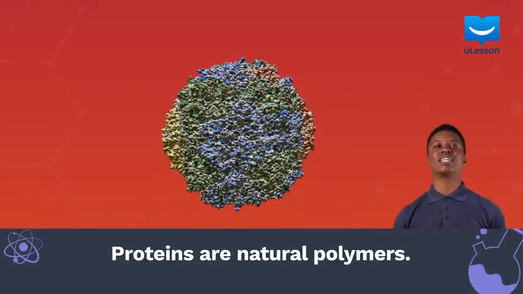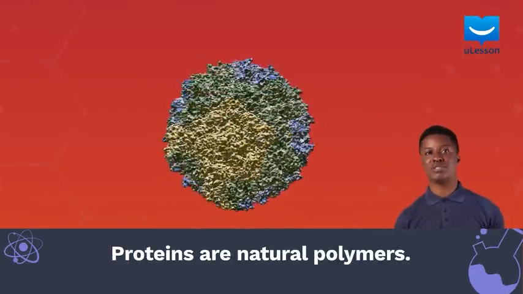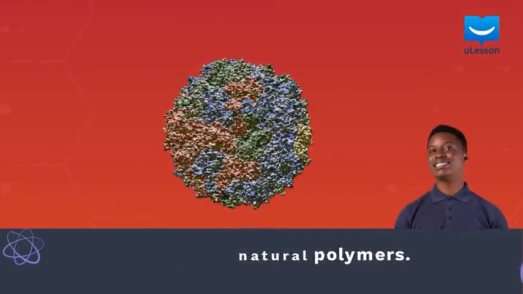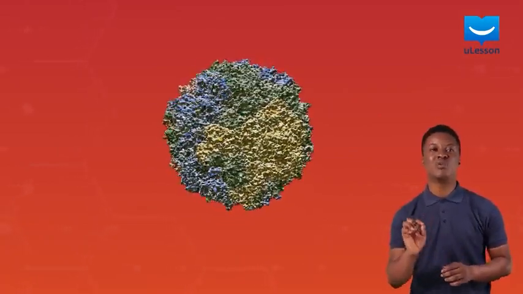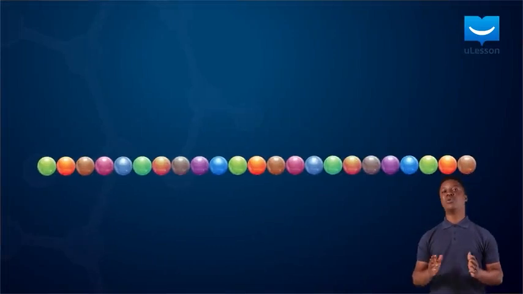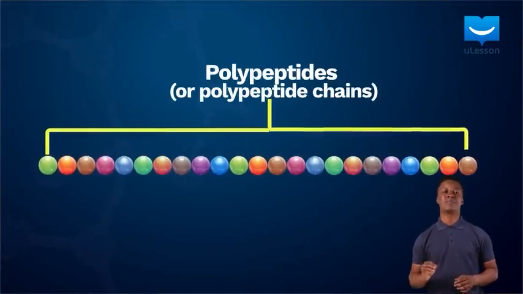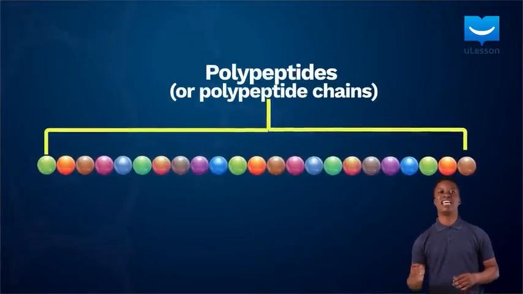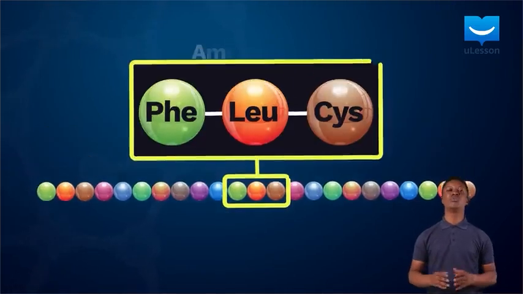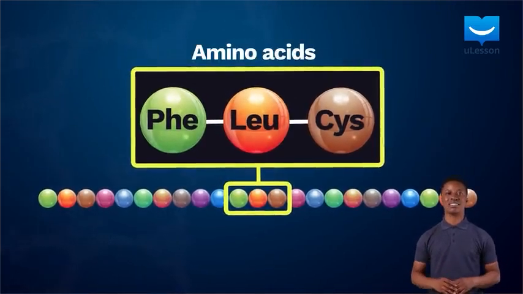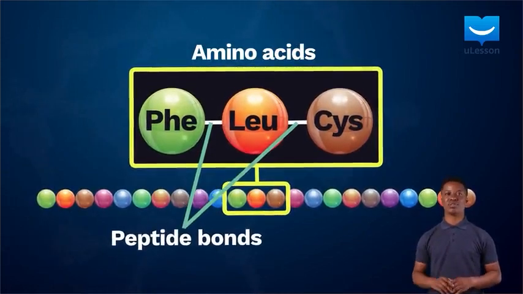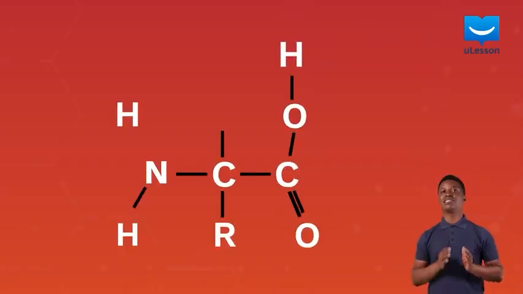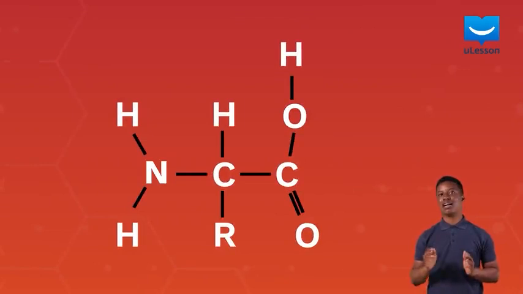Now, proteins are natural polymers, just like carbohydrates. Of course, a polymer is a large molecule made up of several small molecules called monomers. Proteins are composed of polypeptides or polypeptide chains, which are in turn composed of numerous amino acids linked together by bonds called peptide bonds. I believe you can still recall what amino acids are from our lesson on amines and amino acids.